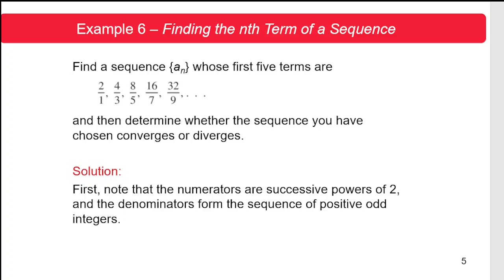Okay, for example, suppose we are asked to find a sequence a sub n whose first five terms are given as follows. The first term is 2 over 1, the second term is 4 over 3, the third term is 8 over 5, and so on. And then, you are also asked to determine whether the sequence converges or diverges. So, from the given sequence, as you can see, the numerators are successive powers of 2. You have 2 to the 1, 2 squared, 2 cubed, 2 to the fourth, and 2 to the fifth. While the denominators are positive odd integers, starting from 1.